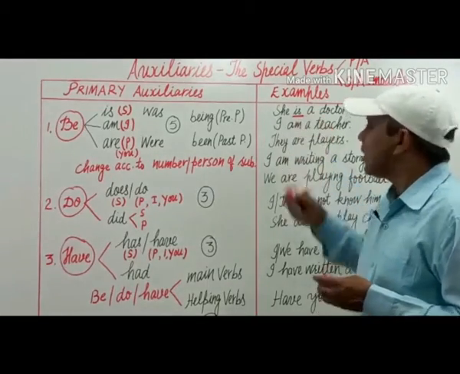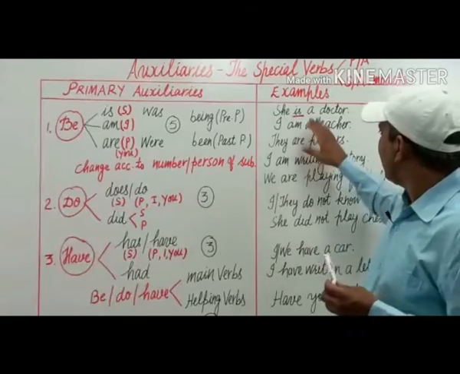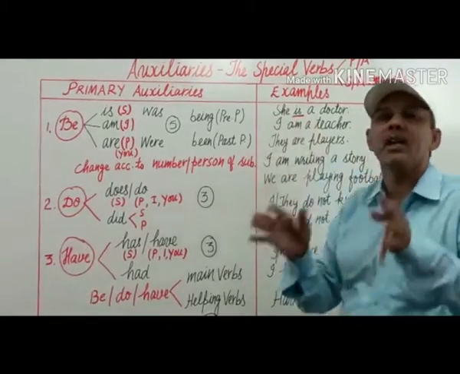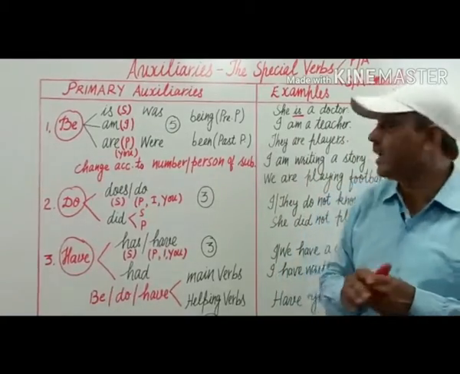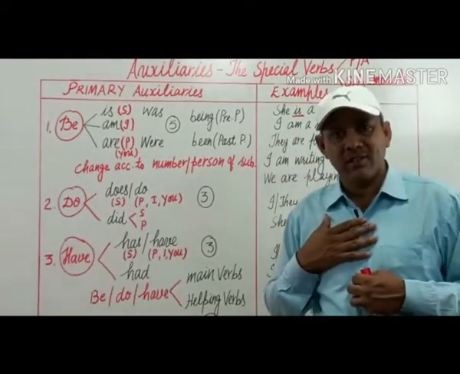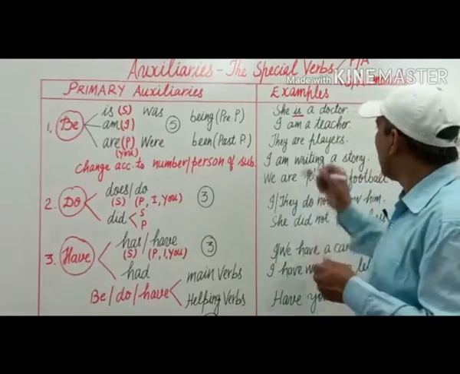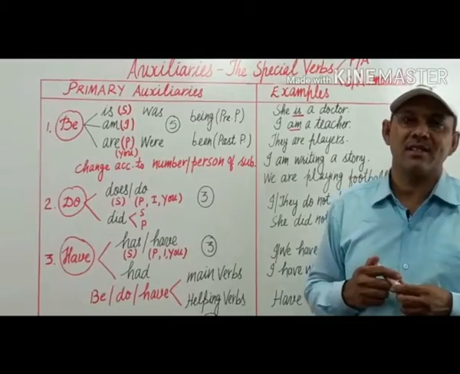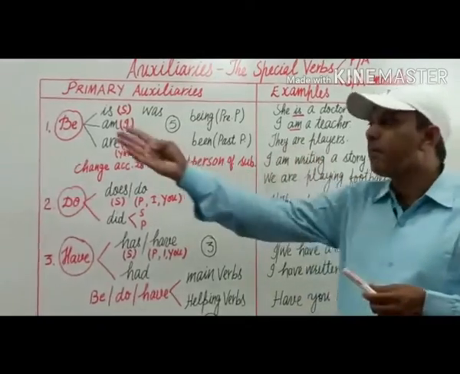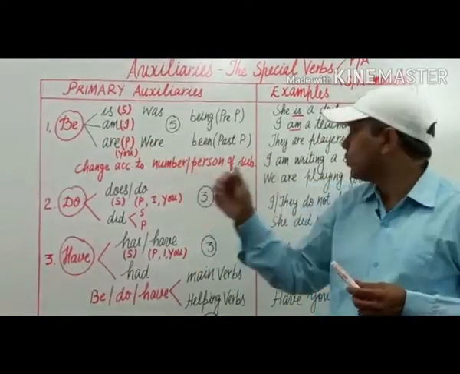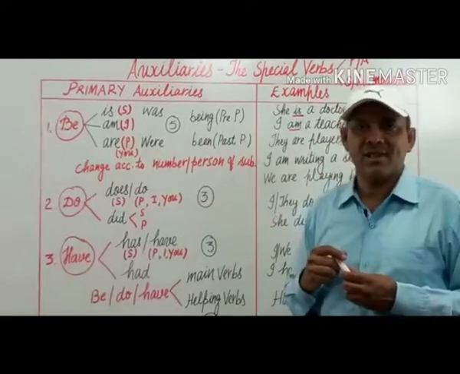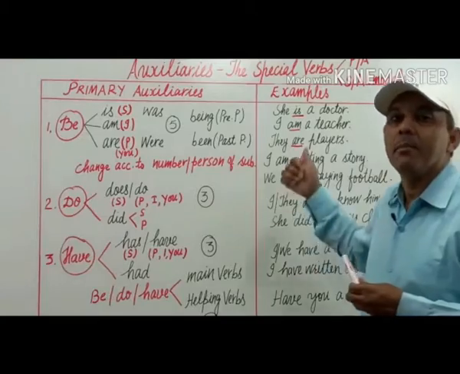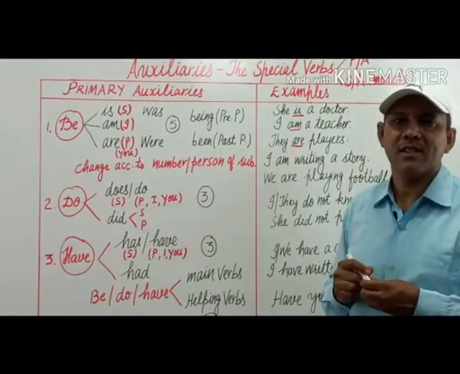She is a doctor. इसमें कोई दूसरी मेन वर्ब नहीं है, इसलिए यह खुद ही यहां पर मेन वर्ब का रोल प्ले कर रही है. I am a teacher. Here the verb am is acting as the main verb of the sentence. They are plurals. For plural, they are players. Here this word are is acting as main verb in this sentence.